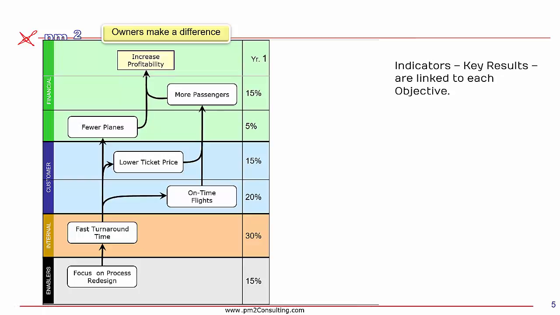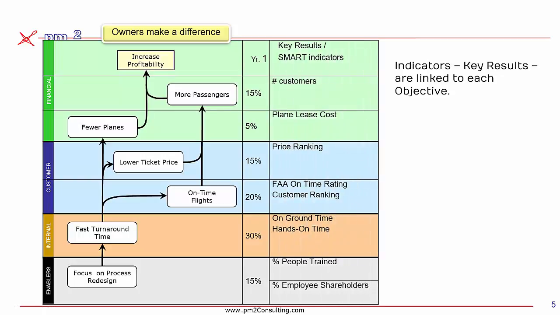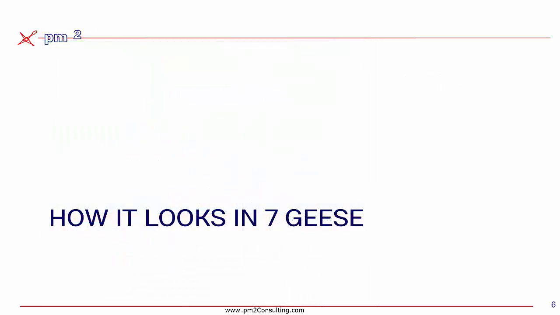Finally, what we need to do is add on the key results next to each objective. And of course, these should be those SMART indicators that exist already in your organization. So let's take a look at how this is represented in 7 Geese.